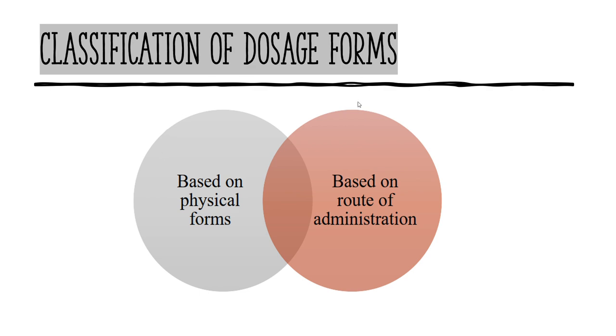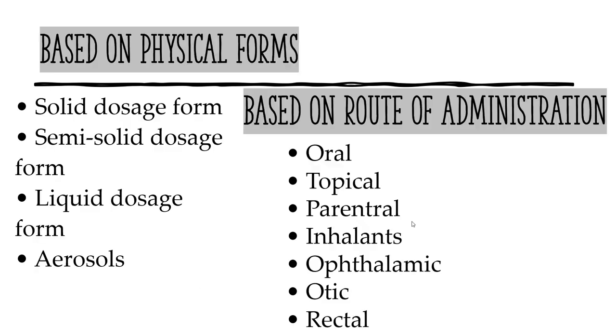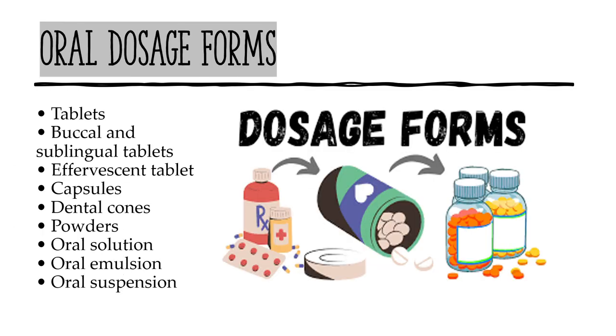If we classify the dosage form, it can be classified on the basis of physical forms or on the basis of route of administration. On the basis of physical form, there are solid dosage forms, semi-solid dosage forms, liquid dosage forms and aerosols, while on the basis of route of administration, there are oral, topical, parenteral, inhalants, ophthalmic, otic and rectal dosage forms.